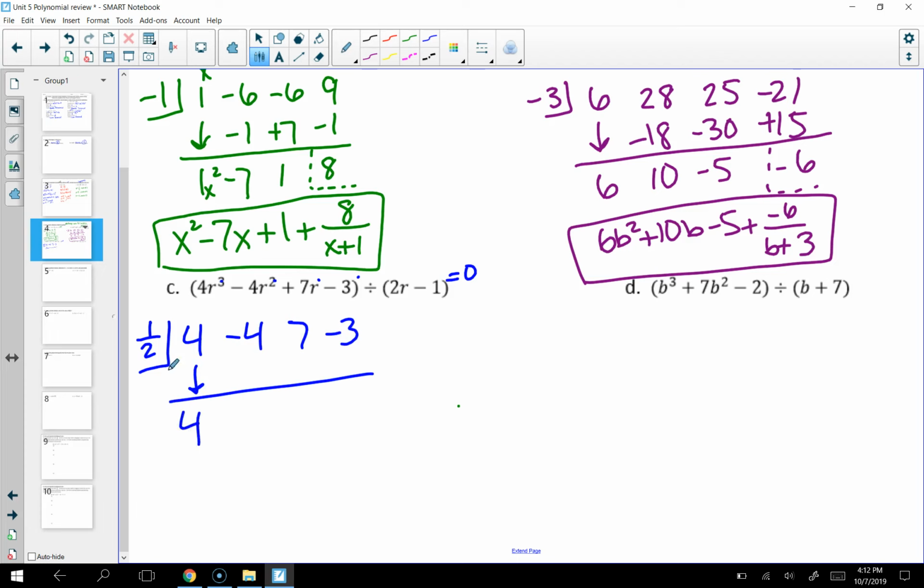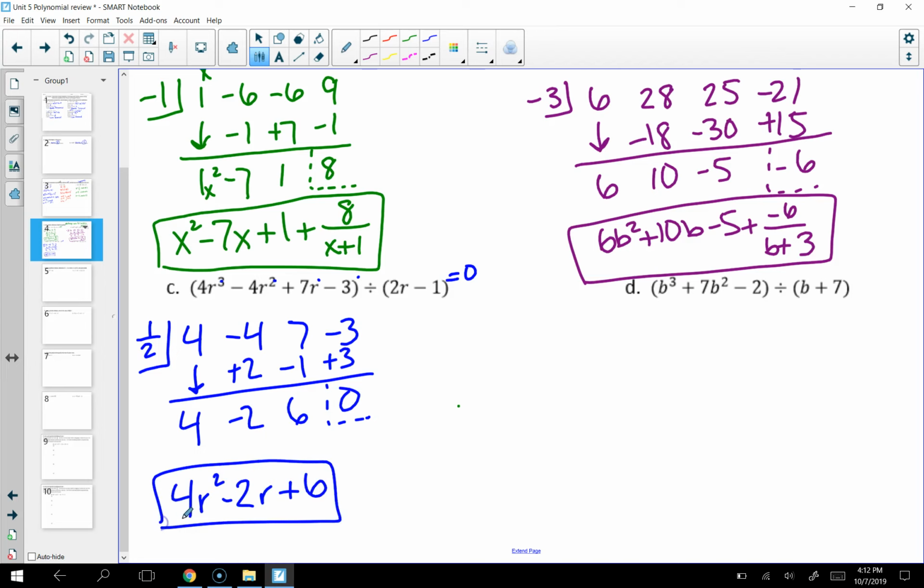Alright, drop the first 4. 1/2 of 4 is positive 2. Add together. 1/2 of negative 2 is negative 1. Subtract this time. 1/2 of 6 is positive 3. So this time we don't have a remainder. And our answer here is going to be 4r squared minus 2r and then plus 6. Good. Alright, last one.